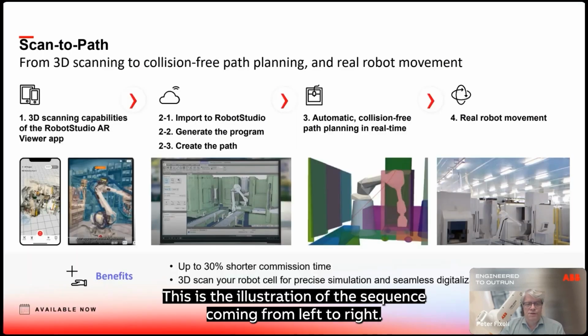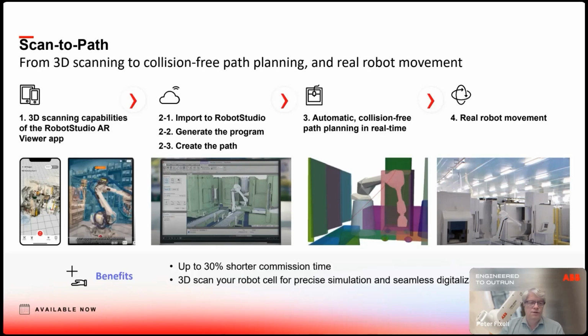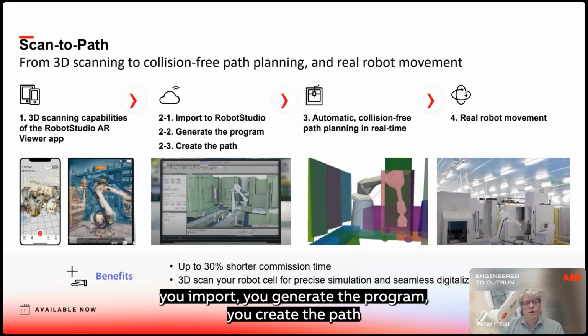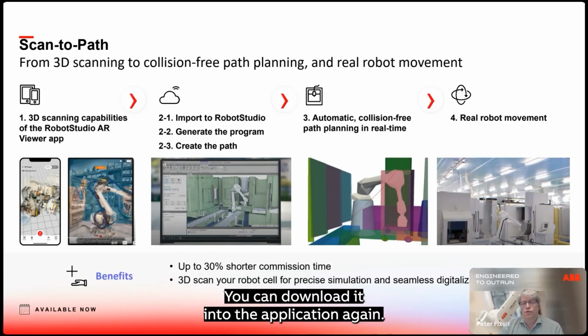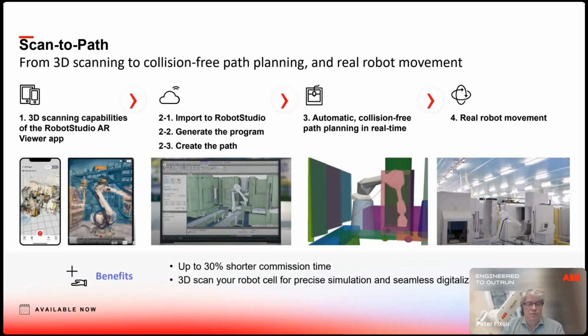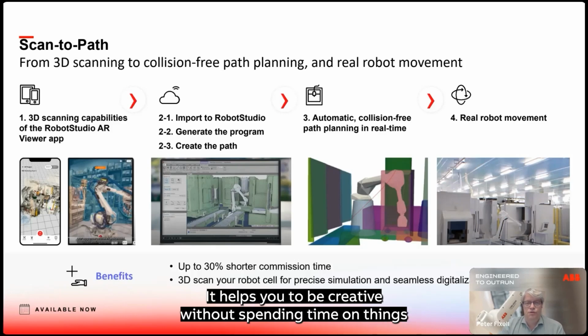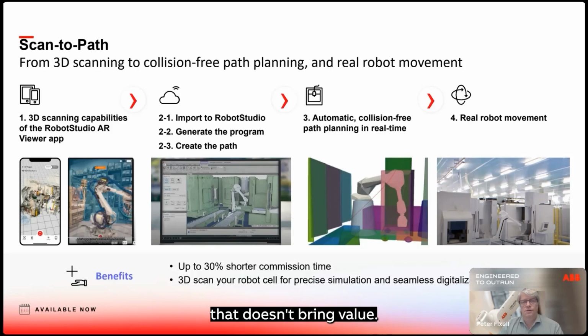And this is an illustration of the sequence coming from left to right. You do the scanning with the RobotStudio AR Viewer, you import, you generate the program, you create the path, and you can use the automatic collision-free path planning. Then you can download it into the application again. And of course, it shortens your commissioning time. It helps you to be creative without spending time on things that don't bring value.